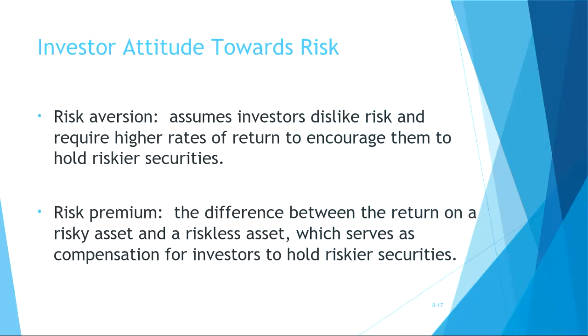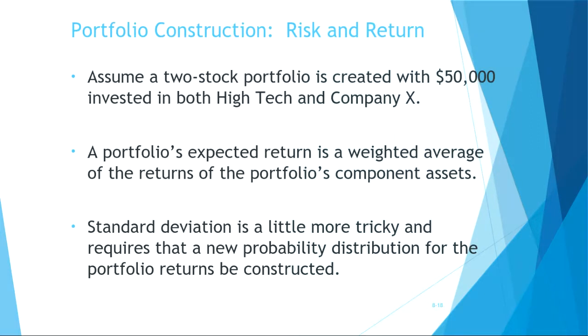Okay, so up to now, we calculated the expected return of a single stock. We calculated the standard deviation, the risk level of a single stock, and the coefficient of variation of a single stock. Now we will check it in the portfolio context. Assume we have $15,000 additional money to invest, and we are investing in the high-tech company and company X. We invest 50% of our portfolio in high-tech, and the remaining 50% in company X.